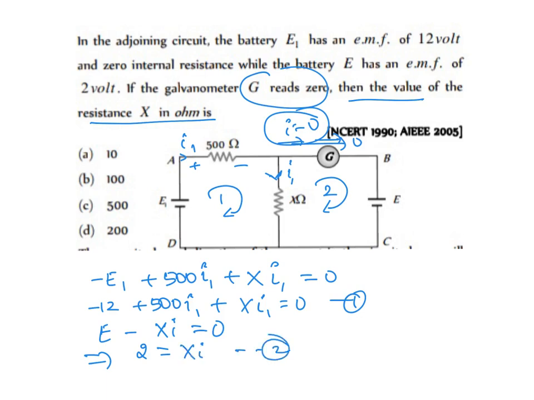I will substitute the value of X times I in the first equation, so that I will get minus 12 plus 500 times I1 plus X times I1, where X times I1 is 2 now, that is going to be 0 here. Correct?